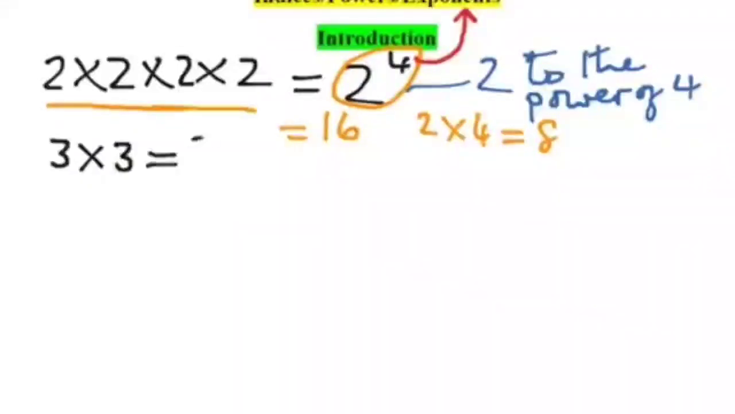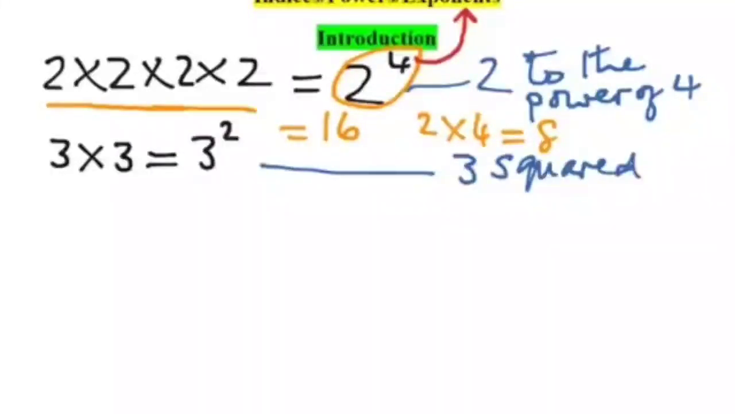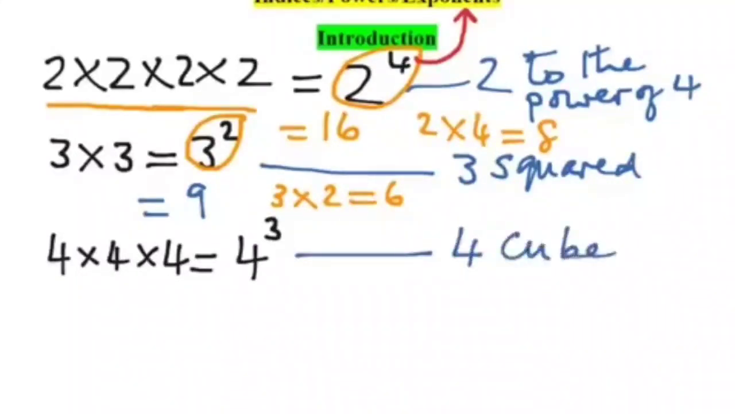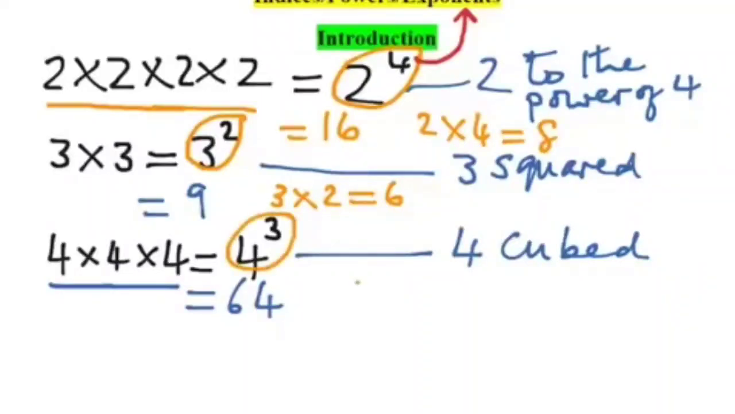3 times 3 is 3 to the power 2, which is read as 3 squared. That equals 3 times 3 equals 9. Don't get confused and think it's 3 times 2 equals 6. Now 4 times 4 times 4 equals 4 to the power 3, which is read as 4 cubed. Again 4 times 4 times 4 equals 64. Don't get confused and think it's 4 times 3 equals 12.